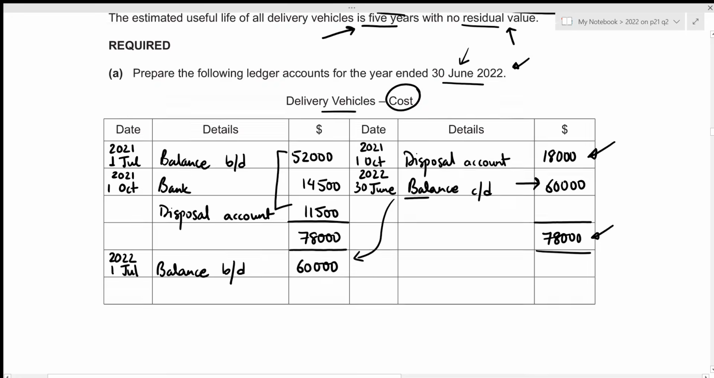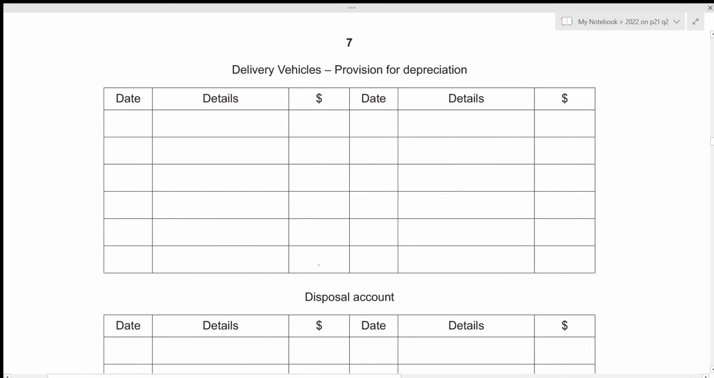Now we can move towards the next one. Now we need to prepare the delivery vehicle's provision for depreciation. Okay, so provision for depreciation is something that reduces the assets balance, right? Which means that the opening balance for this account should always be recorded on our credit side. And the opening date is 2021, 1st July. Let's write it down. And this is our opening balance.